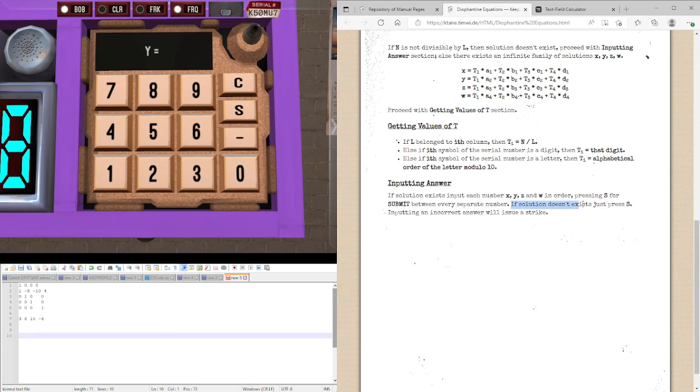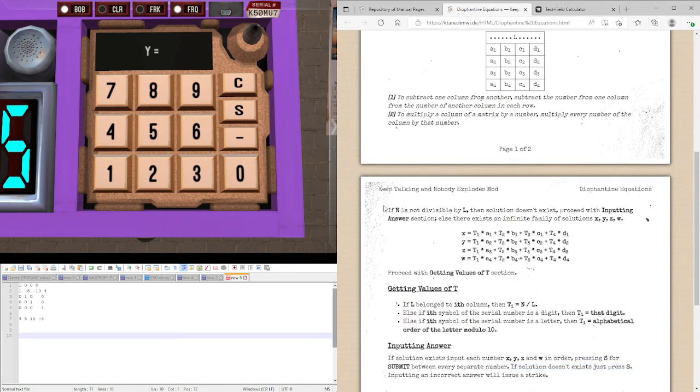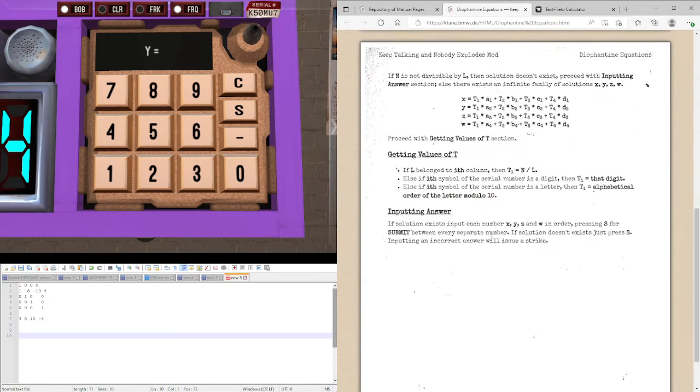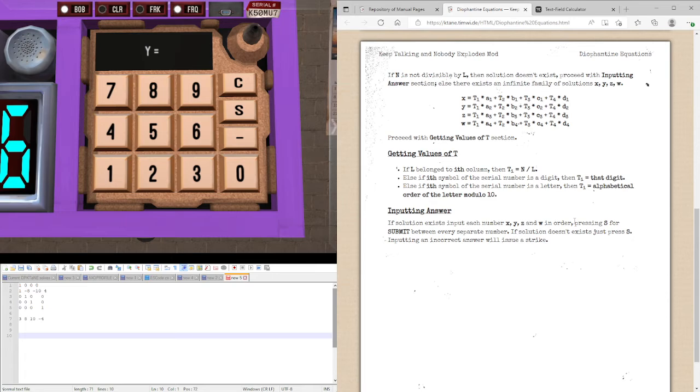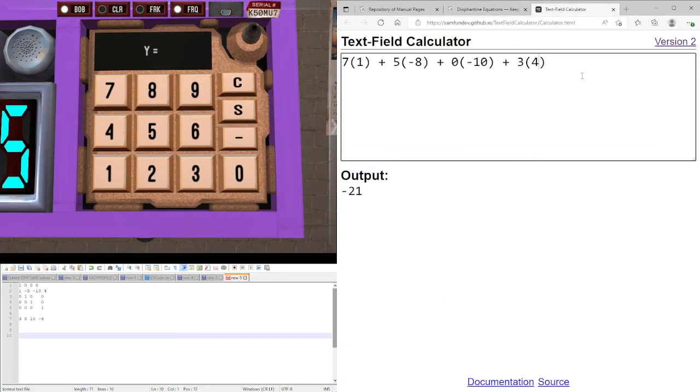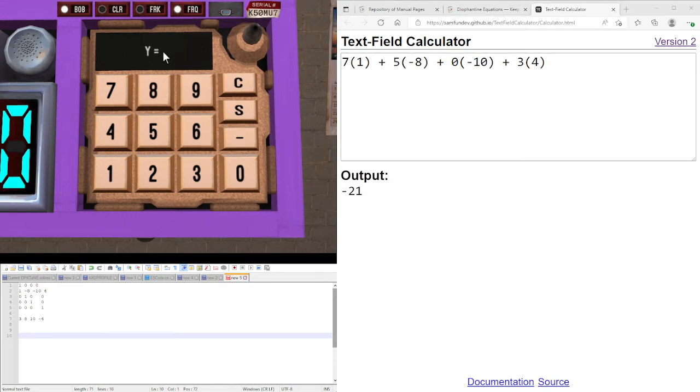You can see here, if the solution doesn't exist, just press S. Meaning if this step was true, we would skip to here and then just press S. But also, pressing S to submit between every answer, an incorrect answer would issue a strike. So if our X was wrong there, we would have immediately been handed a strike, and we take it back to the equation.